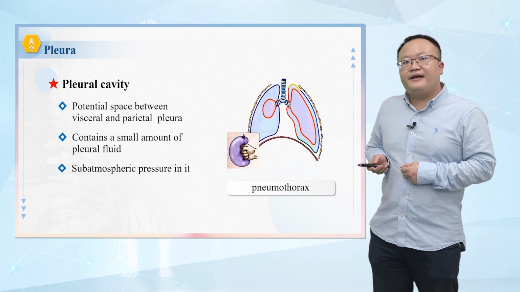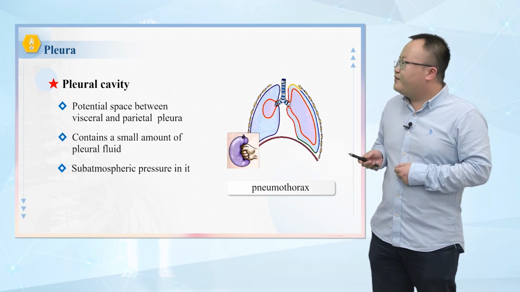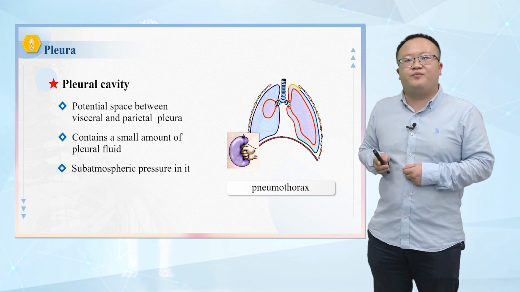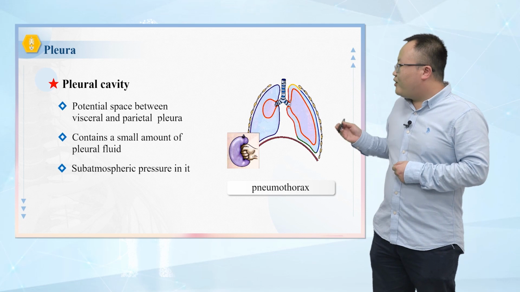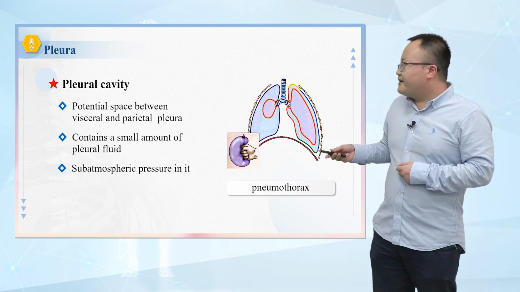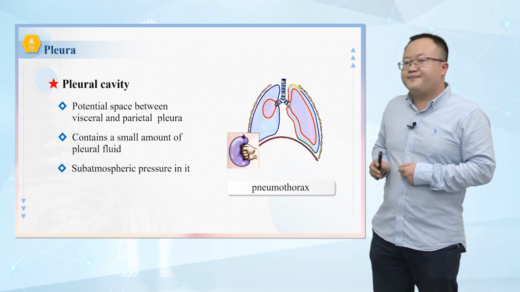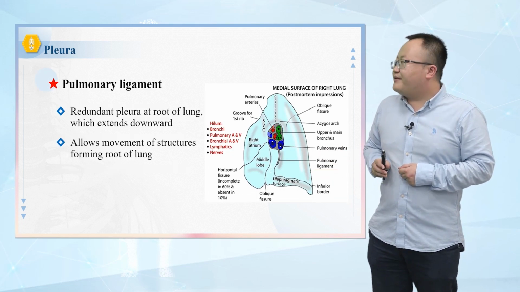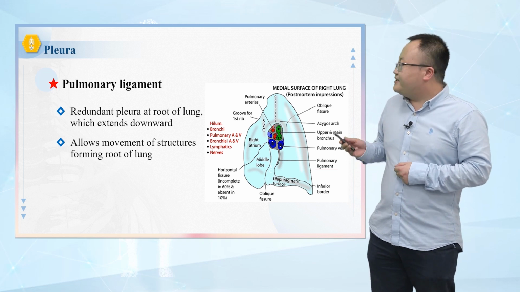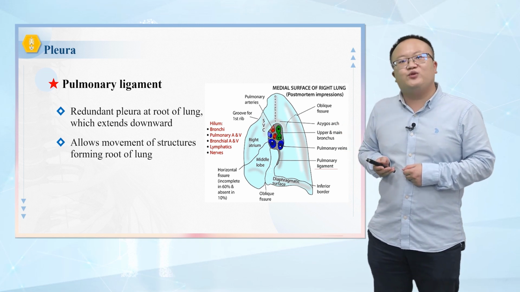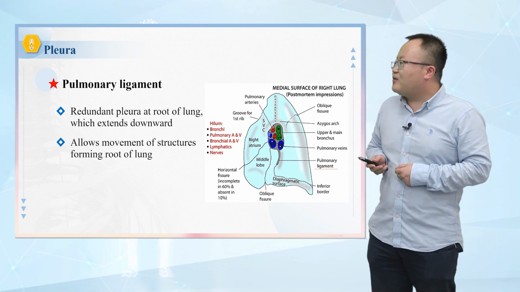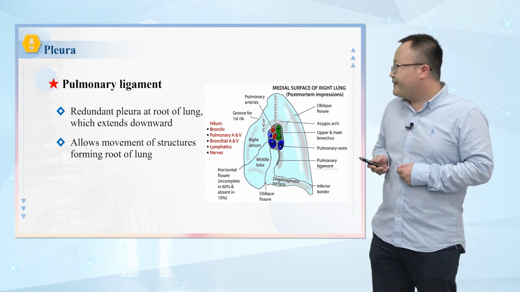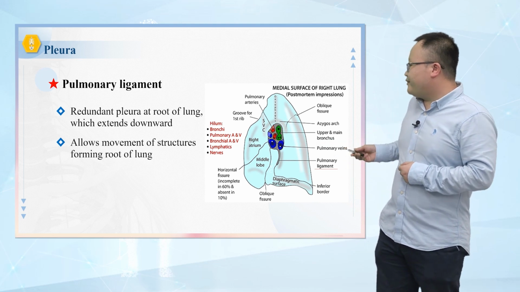The pleural cavity is a potential space between the visceral and parietal pleura. It contains a small amount of pleural fluid. A puncture may cause pneumothorax. Pulmonary ligament. It's a redundant pleura at the root of the lung which extends downward and allows movement of structures forming the root of the lung. Here is the pulmonary ligament.